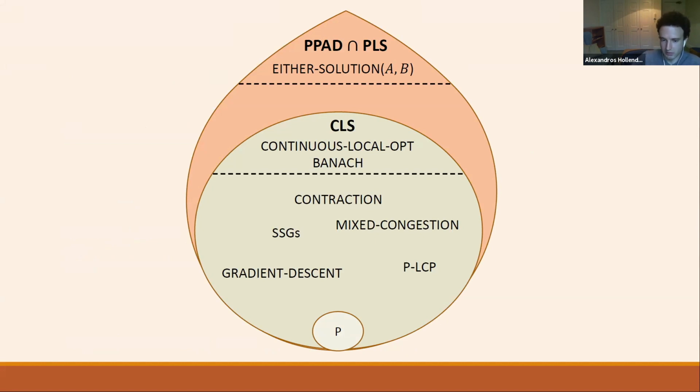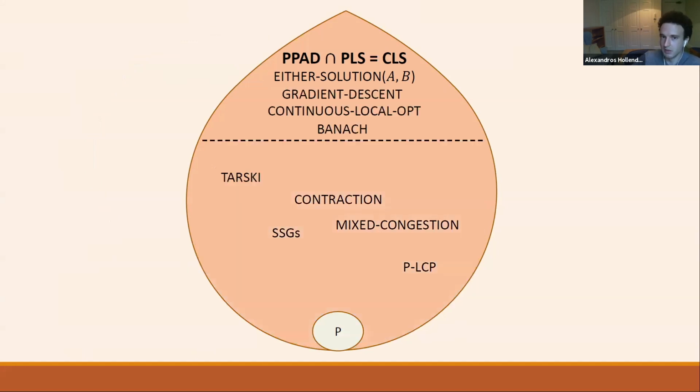And so the surprising result that we were able to show is that this gradient descent problem is not only complete for CLS, but actually even for PPAD intersection PLS. And so this immediately implies a collapse. Namely, it means that these two classes are the same: PPAD intersection PLS turns out to be the same as CLS. And it has these ugly either-solution problems that are complete for it, but also the gradient descent problem is complete for it, the continuous local opt problem, and this very general Banach. And the class, of course, contains all these problems.